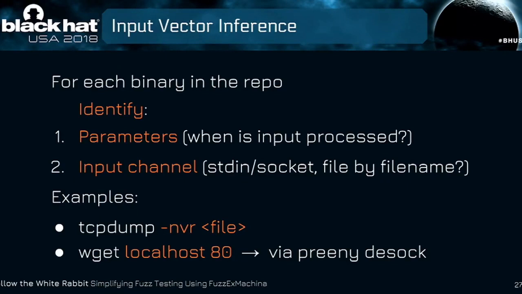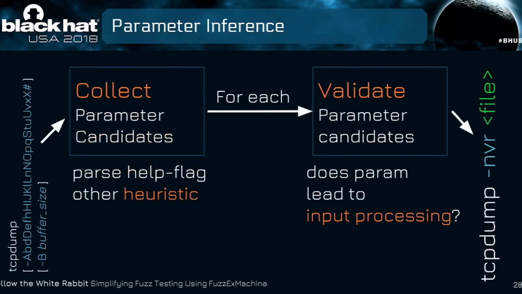And say you want to fuzz vget, then you would need to identify localhost 80 as the invocation that leads to user-defined input. All right. So to do this, FuzzExM employs a two-phase algorithm. In the first phase, we call that the collection phase, we collect potential parameter candidates where we assume those candidates could lead to the processing of user-defined input.